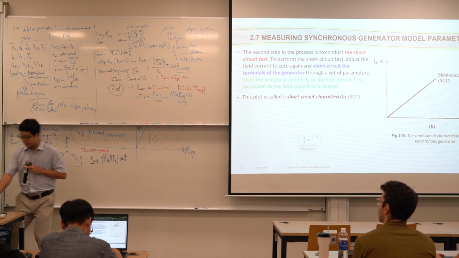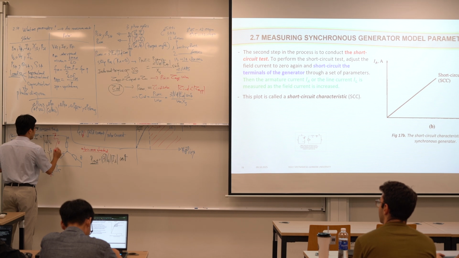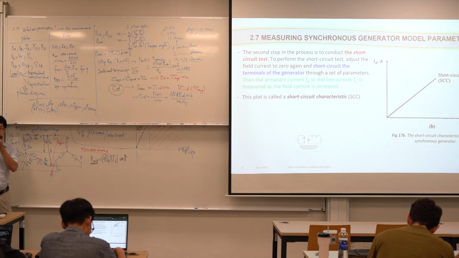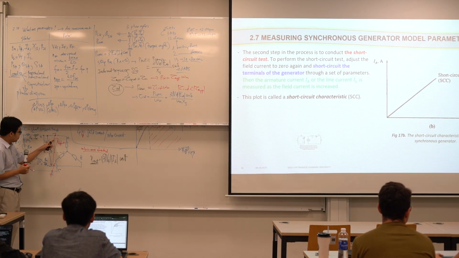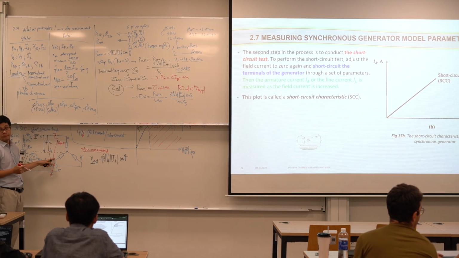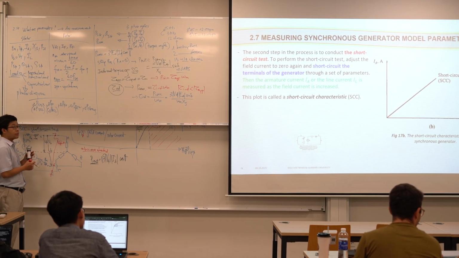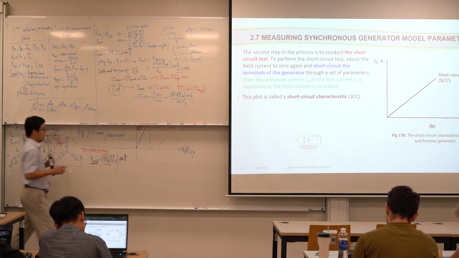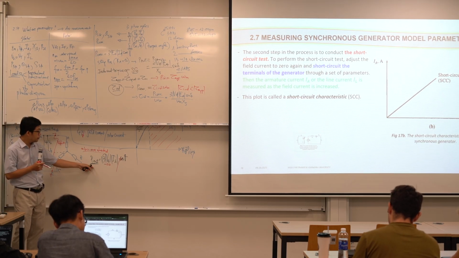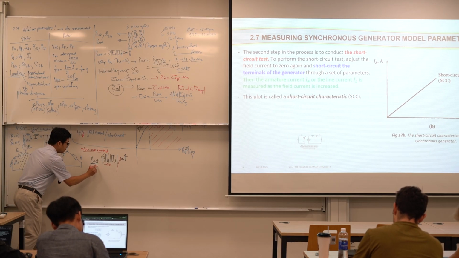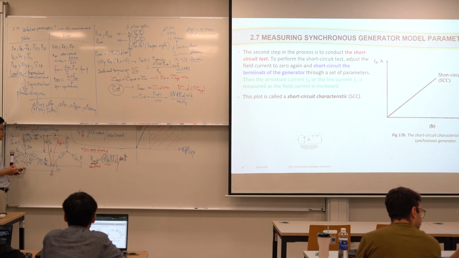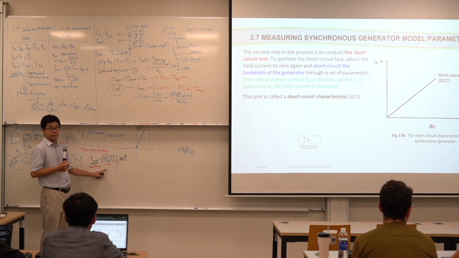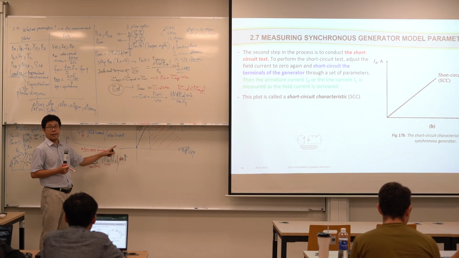But if we have a short circuit, the voltage here is 0. The resistance is very small, so the voltage is approximately 0. That means IL is very, very high, because the output power is constant. The speed of the rotor is constant, so the output power is constant, and VL is very small. So IL is very high.